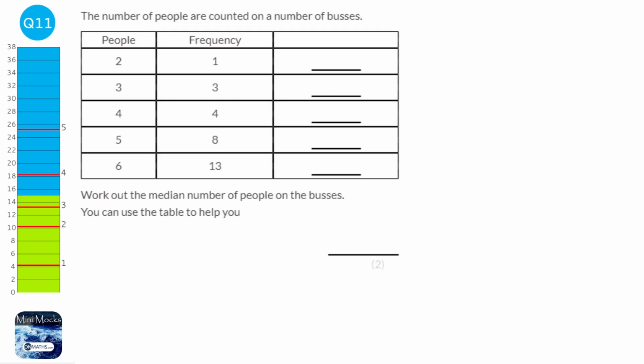The median is the middle number when the numbers are in order. Now it's quite difficult to do with a table, so we used a formula, and that formula is to find the position of the median.